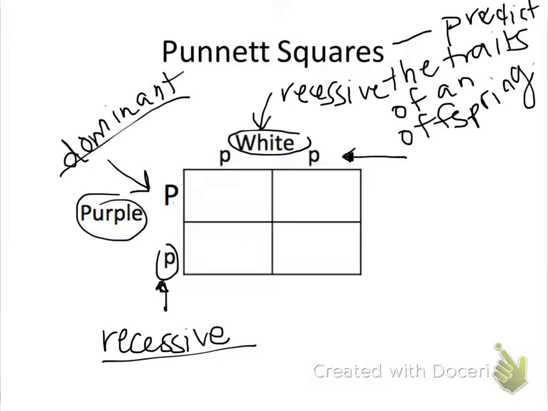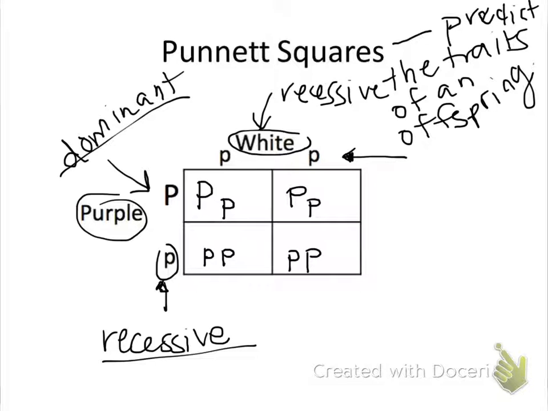So let's do the first one. We'll have a capital P from the side and a lowercase p from the top. The next box, again we have a capital P from the side and a lowercase p from the top. Now if we go down a row, we have a lowercase p on the side and a lowercase p on the top. And again with this one, a lowercase p on the side and a lowercase p on the top.